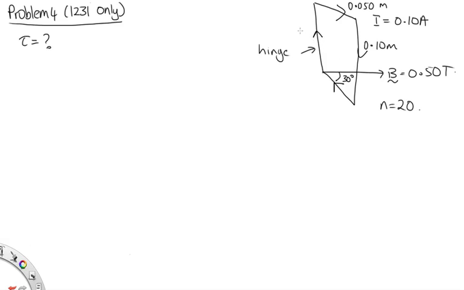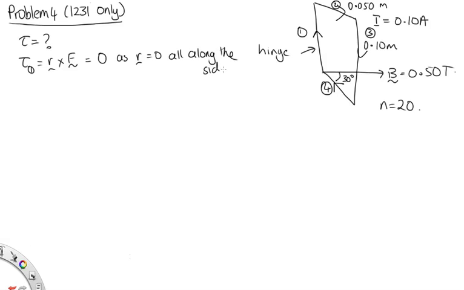consider each of the sides. We've got side 1, 2, 3, and 4. First of all, the torque in side 1 is given by r cross F, where r is the distance from the pivot point. But this is where our hinge is. So the distance from the pivot point along this side is always 0. So the torque is 0 as r equals 0 all along the side.